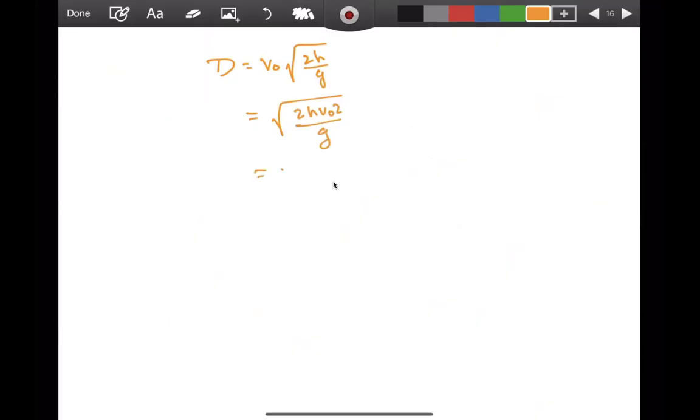So let's put in our numbers. This is then going to be the square root of 2 times 50 times 2.7 squared, all divided by 9.8. So this works out to be 8.6 meters. So the total horizontal distance that this thing travels is 8.6 meters.